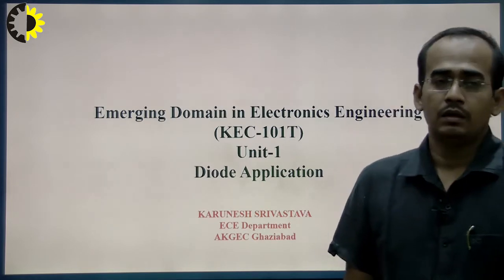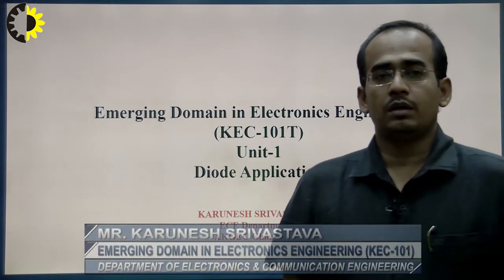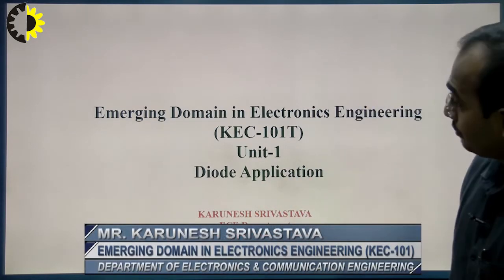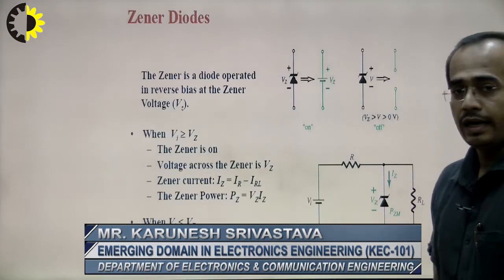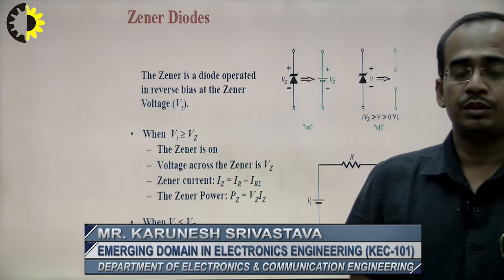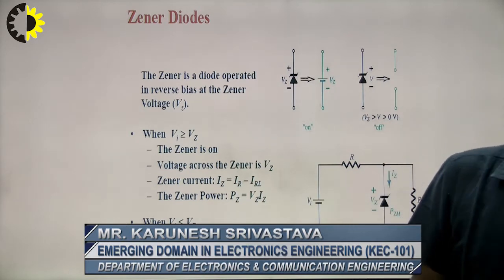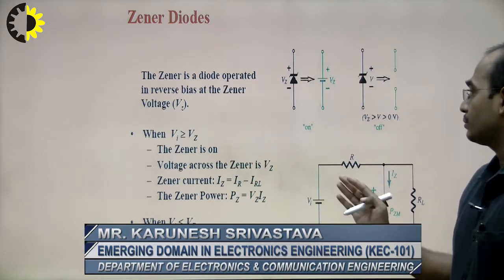Hello everyone. In this lecture I am going to discuss the Zener diodes. So first of all, what is a Zener diode? A Zener diode is a heavily doped PN junction diode which operates in reverse bias mode.